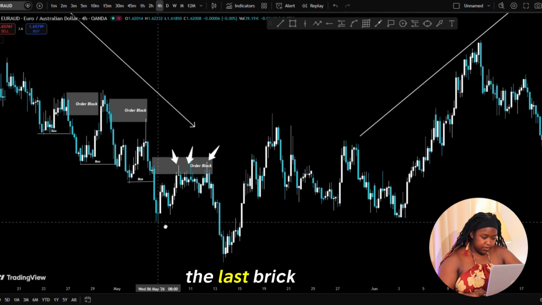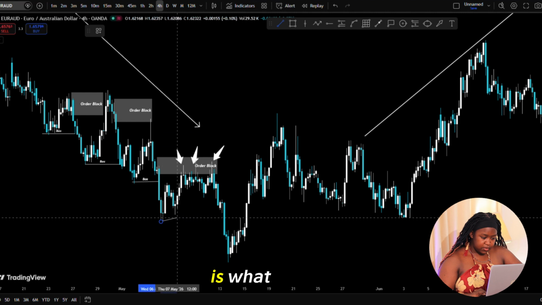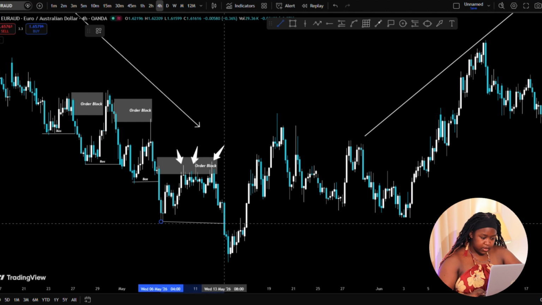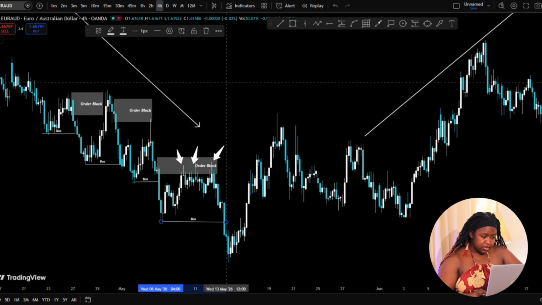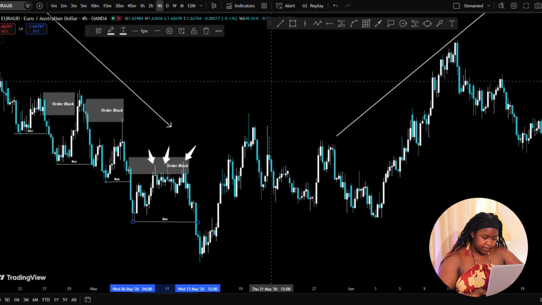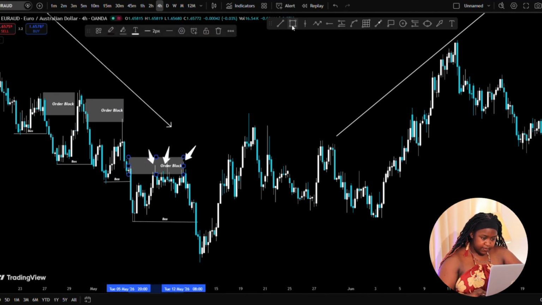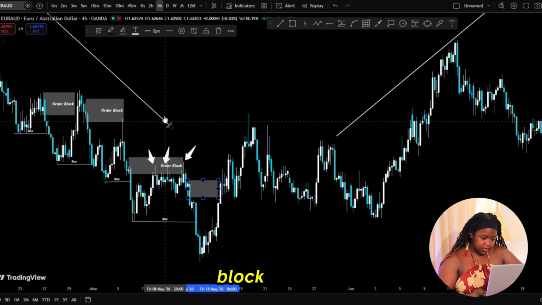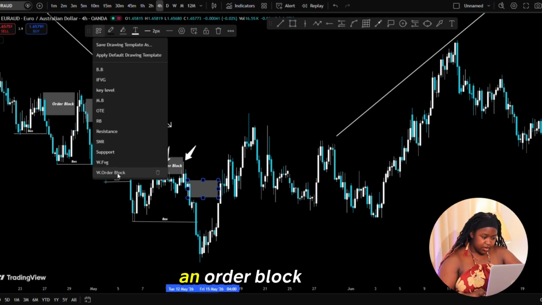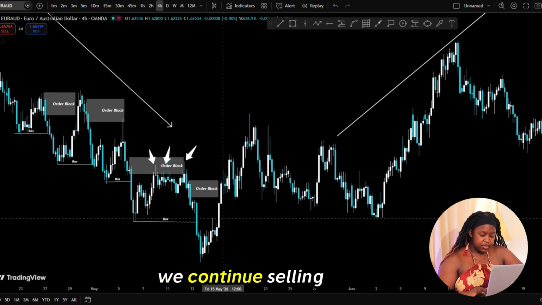So this was the last break of structure here. This one, the last break of structure. And a key level that caused it. Right here, we had an order block. So this was initially an order block that we expected price to pull back to, mitigate, and then we continue selling.